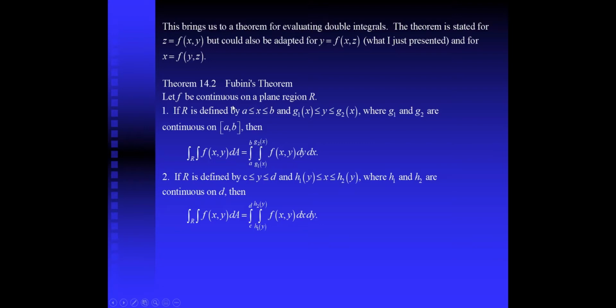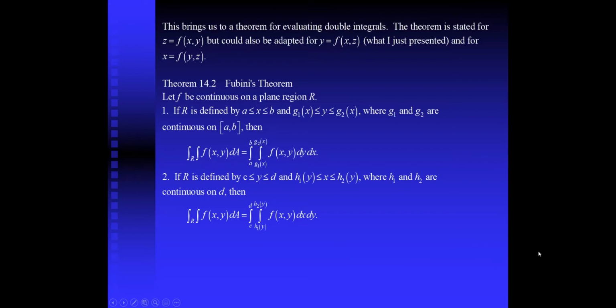The theorem says if f is continuous on a plane region R, and R can be iterated, you can actually compute the double integral with this iteration. This one's y and z, here is x and y, and again, in both cases you're looking at z a function of x and y, but you have variations as x a function of y and z, and y a function of x and z.